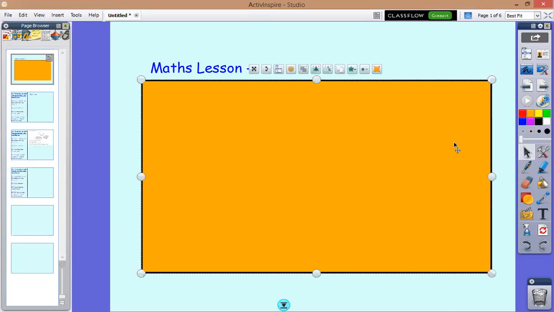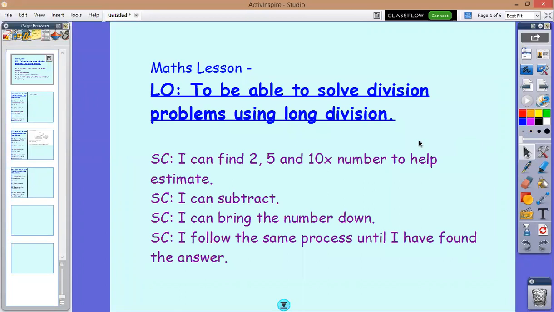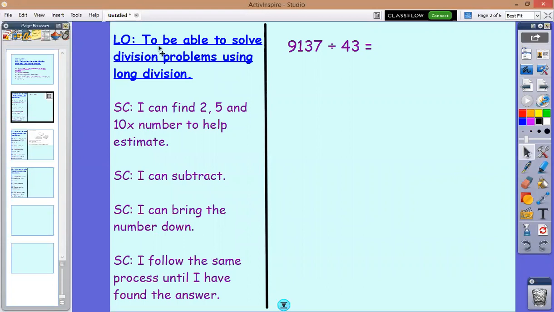Okay, so today what we're going to be doing is to solve division problems using long division. Now I always like to go through our success criteria. So today, first one, I can find 2, 5, and 10 times the number to help estimate. I'll go through later why it's really important to do that, but it really does help when you're trying to solve long division. I can subtract from the number, and that will make sense when we're doing it. We can bring the number down, which will also make sense, and then we can follow the same process until I have found the answer. So let's go through the very first one here, and as you can see, I put my success criteria on the side so you can always remember.